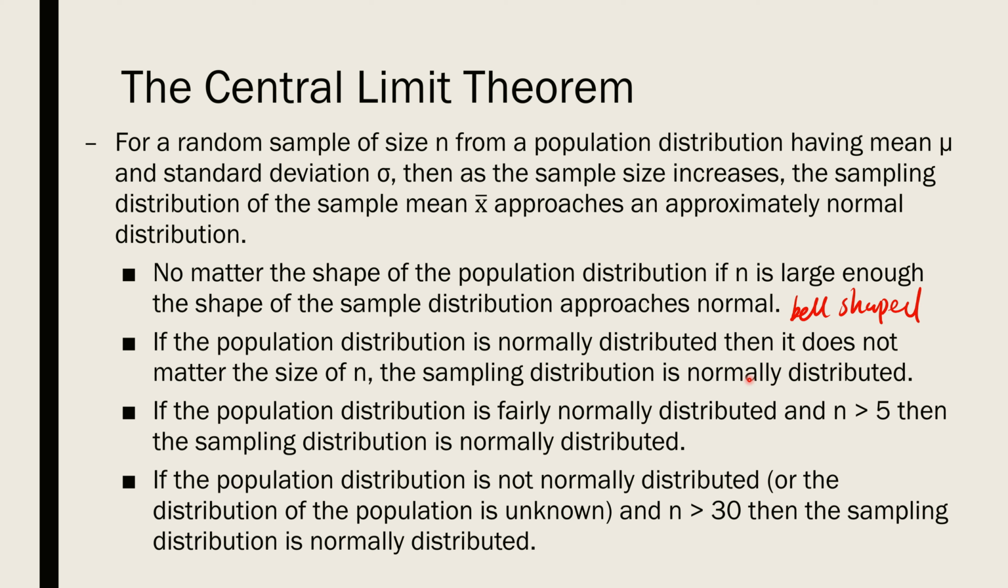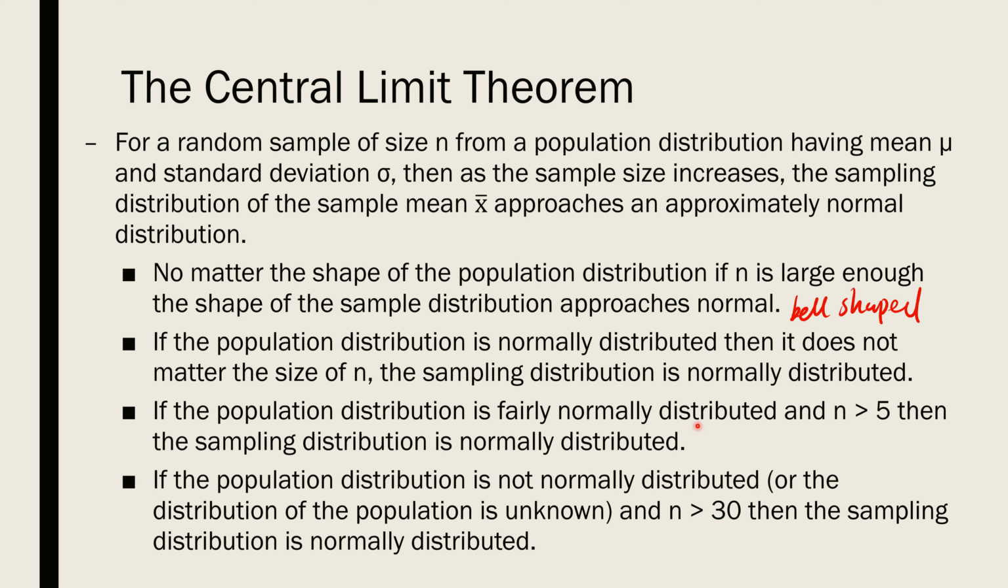If the population distribution is fairly normally distributed and n is larger than 5, then the sampling distribution is normally distributed. If the population distribution is not normally distributed, or the distribution of the population is unknown, then with n larger than 30, we have the sampling distribution is normally distributed.